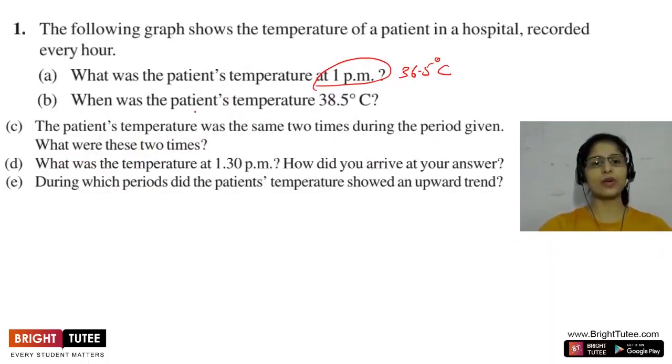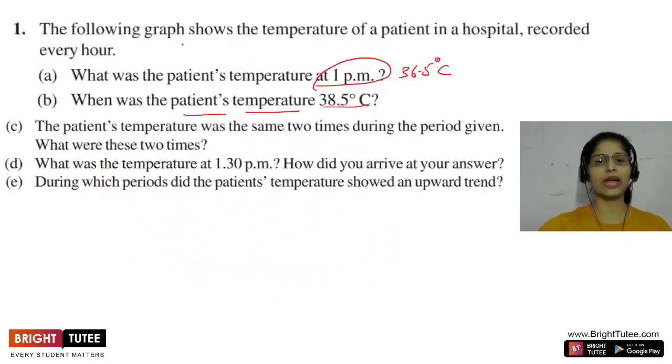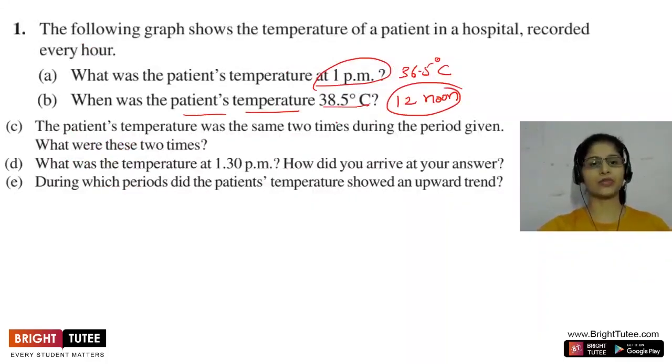The next is, when was the patient temperature 38.5 degree? Just see, 38.5. So this is 38, and this is 38.5, right? This is at which time it is if we see? At 12 noon. So at 12 noon, the temperature was 38.5 degrees Celsius.